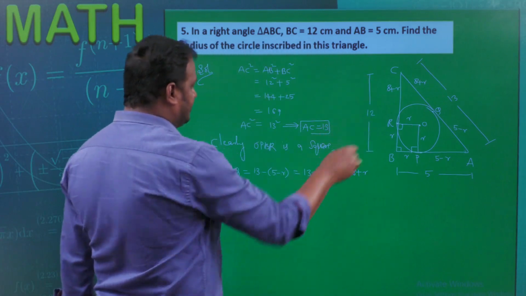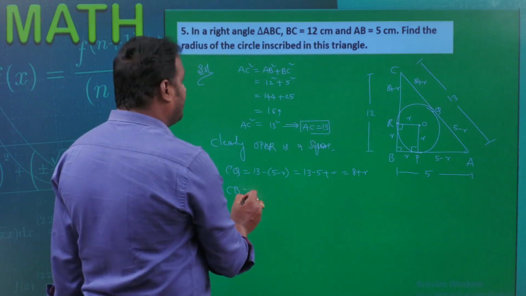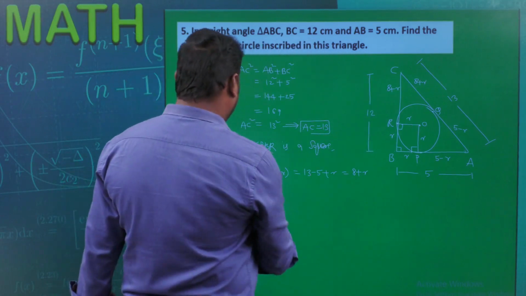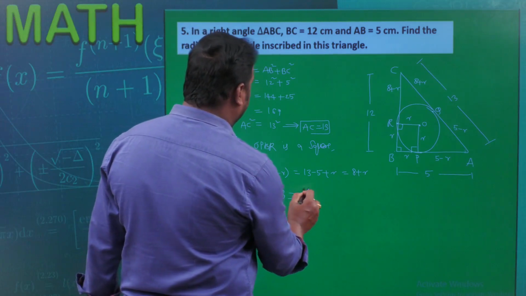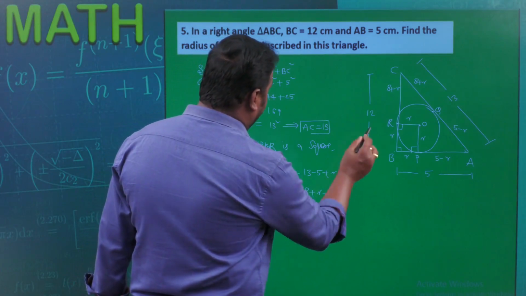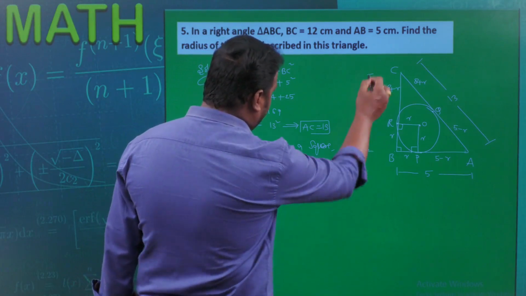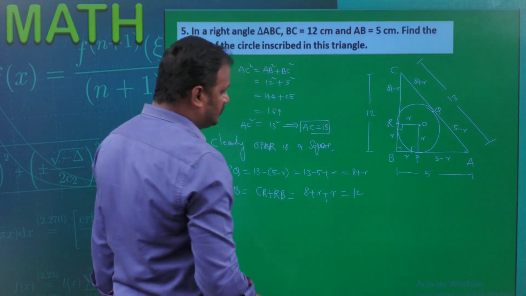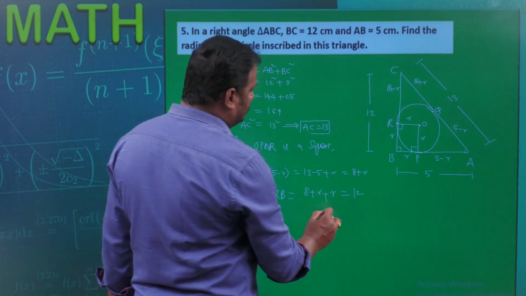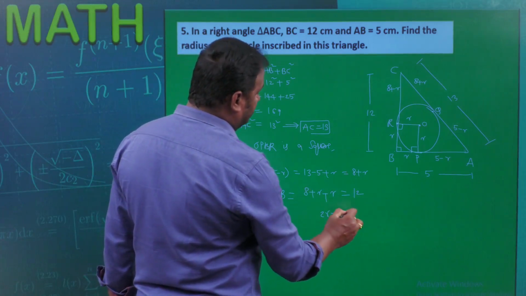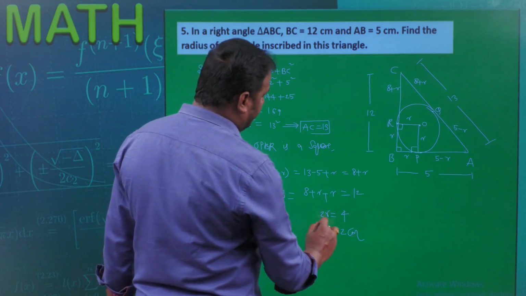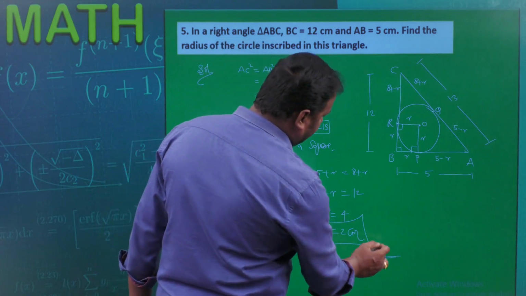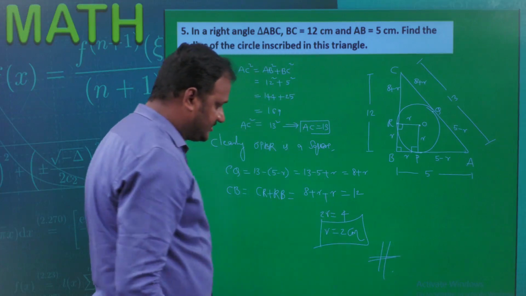But finally, CB is going to be CR plus RB. So CR is equal to 8 plus R, plus RB is equal to R, which is going to be totally 12. So R plus R is equal to 2R. 12 minus 8 is equal to 4. Then R is equal to 2 centimeters. Therefore, the radius of the circle is going to be 2 centimeters.